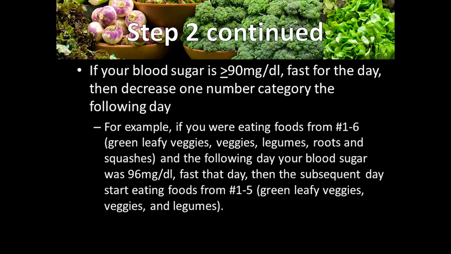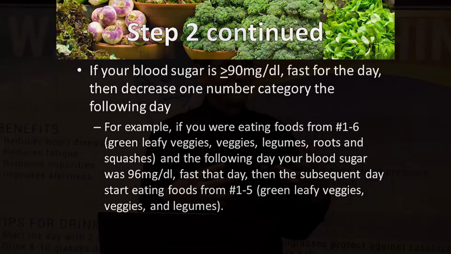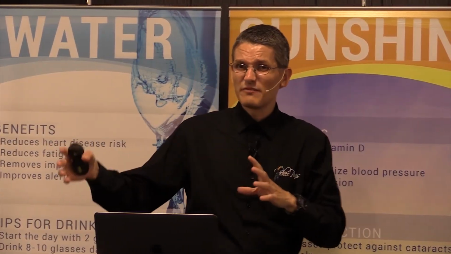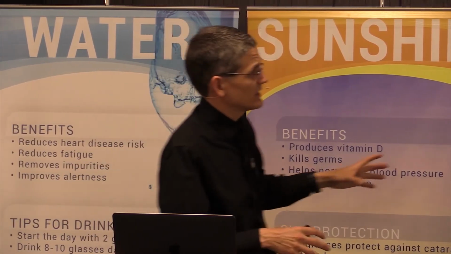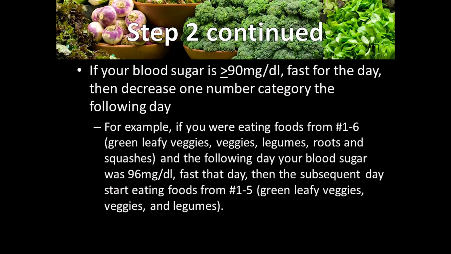But if your blood sugar is greater than 90, well, take a day and fast. If it's above 90, take that day to fast so that you can reset and your blood sugar levels come back down. So if you were eating foods from groups 1 through 6, so green leafy veggies and veggies, legumes, roots, and squashes, and then that day your blood sugar levels are like 96, well, fast that day, and then the following day you cut out the roots and squashes, but you eat the rest of the stuff that was on the list before. The green leafy veggies and legumes, right?